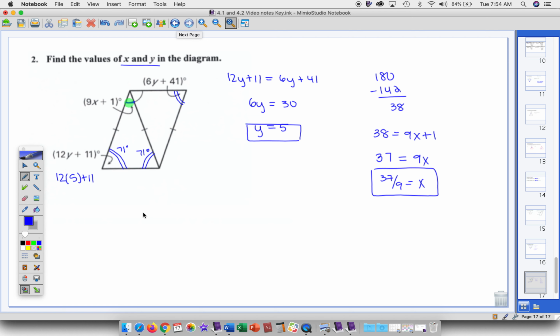For question 2, here we are just finding the values of x and y. So hopefully you got y equal to 5 and x equal to 37/9. If you didn't, be sure to ask in class if you're stuck on what you did wrong.